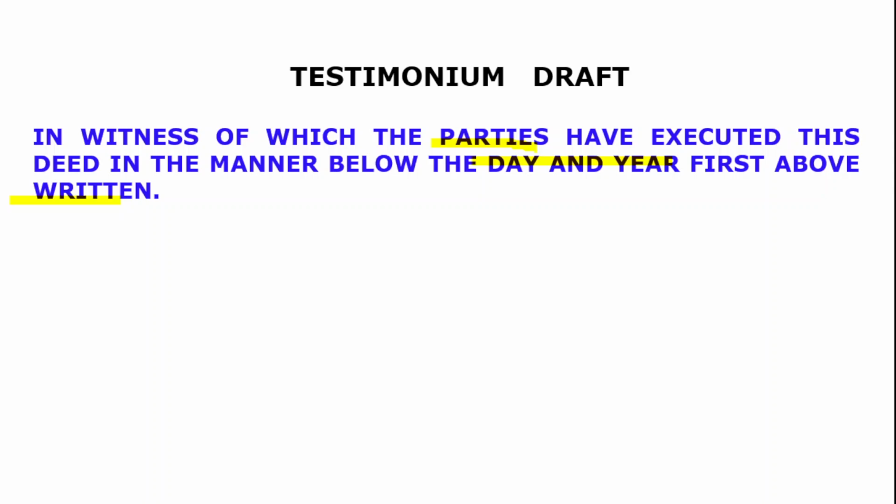Now, I only said that so that it helps you to memorize it. That okay, this is the clause that introduces the concluding part. This is the clause that hints me that parties are about to sign. This is the clause that relates to the commencement clause. So this understanding will help you in memorizing this draft. So what is the function of the testimonium once again? The function of the testimonium is to introduce the concluding part of a deed.